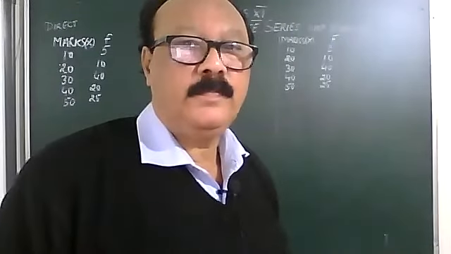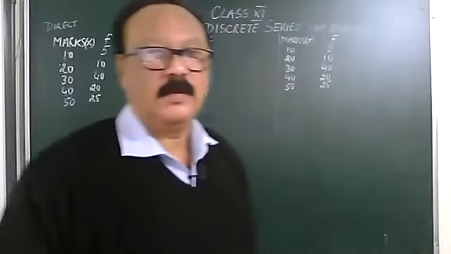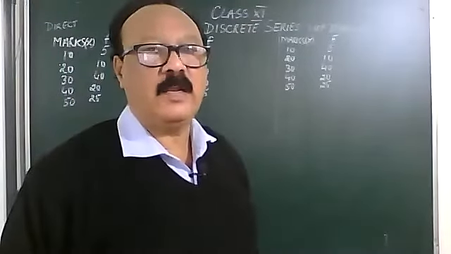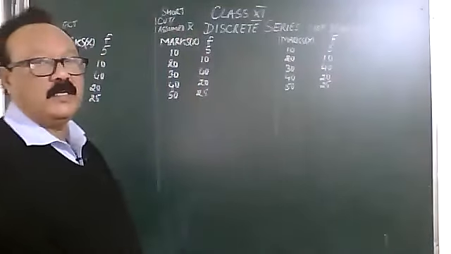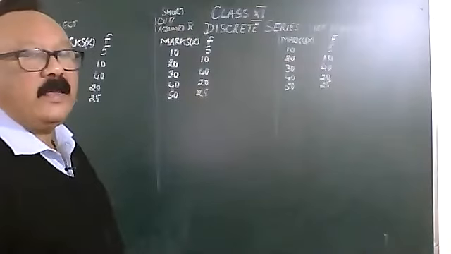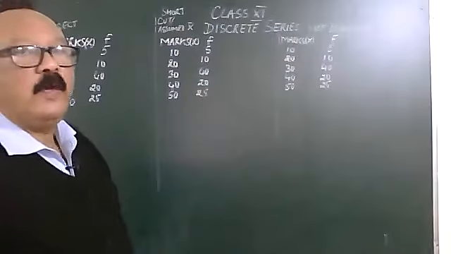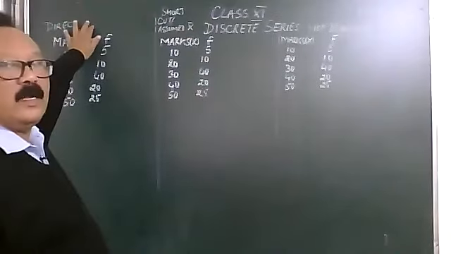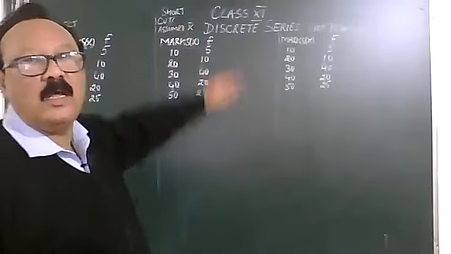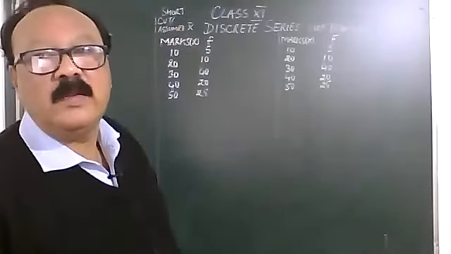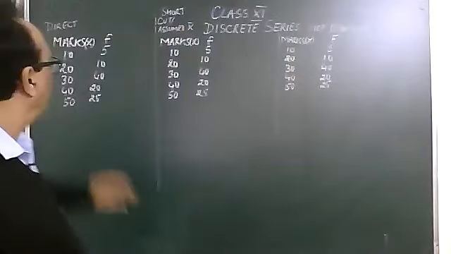Good morning, children. We'll begin this morning's class with the next series of calculation of our mean. That is the discrete series. Like yesterday, I have the board divided into three parts, where the first part will be calculated by the direct method. The second will be the shortcut, also called the assumed mean method, and the third will be the step deviation method.